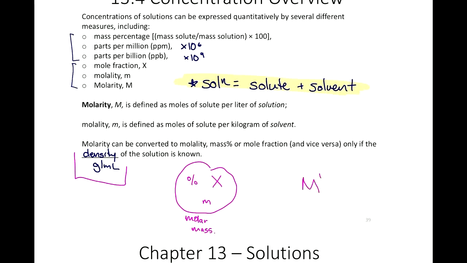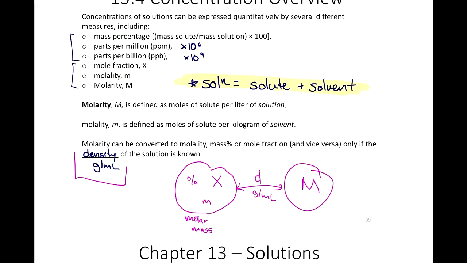But molarity lives on a different island, where if you want to go between those two islands, you also need to know the density, grams per milliliter, of your solution. So if you want to go from molality to mole fraction, you don't need density. If you want to go from mass percent to molality, you don't need density. But if you want to go from mole fraction to molarity, do you need density? Yes, you do.